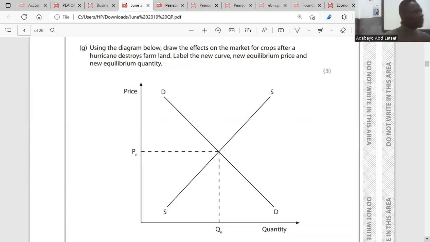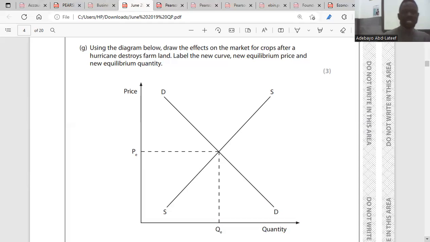One of the factors that could affect the quantity supplied in the market is weather condition. A hurricane is an unfavorable weather condition, so it will reduce supply in the market. So we're going to have a shift in supply leftward, or upward, from S to S1. Is it clear? That's a leftward shift from S to S1.